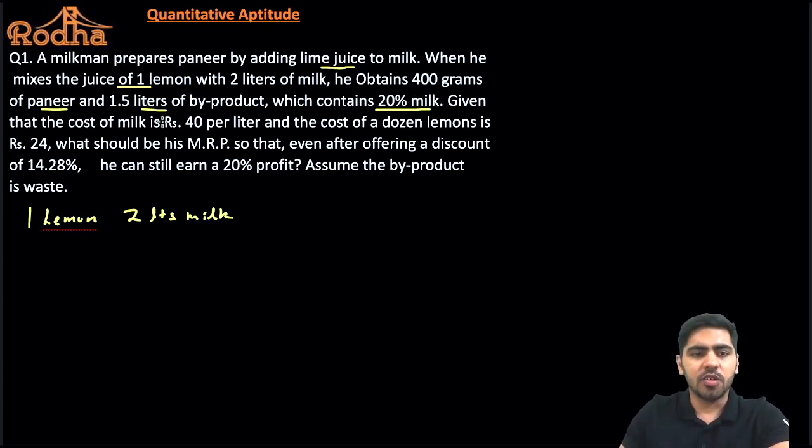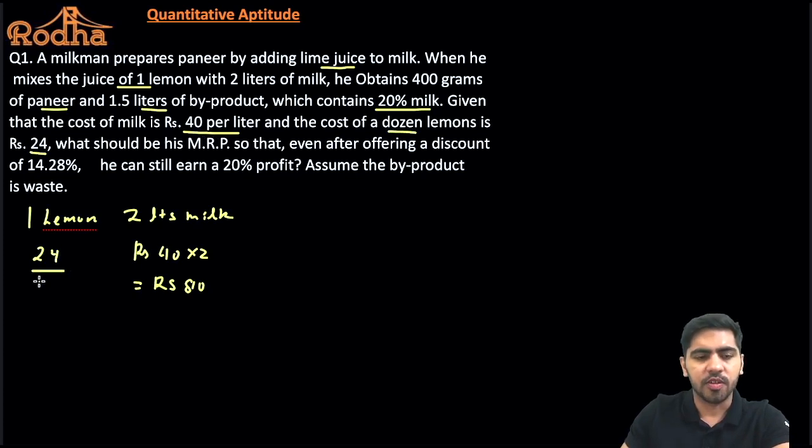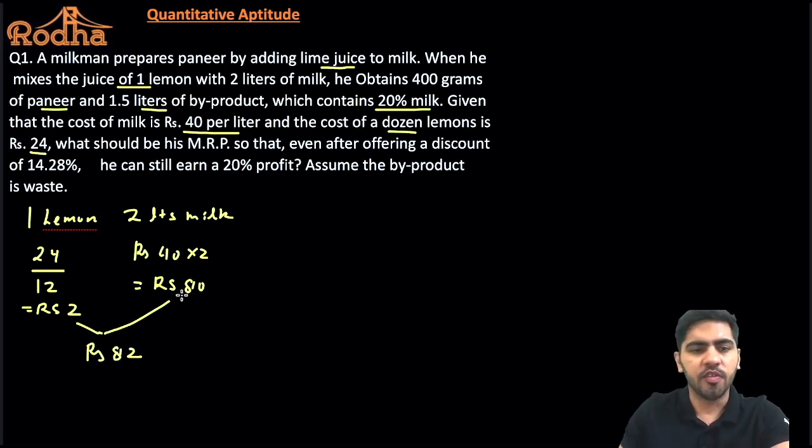Given that the cost of milk is rupees 40 per liter, for 2 liters I'll be needing 40 into 2, that is rupees 80. And the cost of a dozen lemons is rupees 24. A dozen means 12 lemons. So for 12 lemons, if I need 24, then for one lemon I'll be needing 24 by 12, that is rupees 2. So my 400 grams of paneer can be prepared by investing only rupees 82, right? So 82 rupees are enough for making 400 grams of paneer.